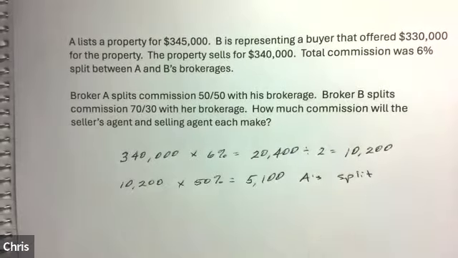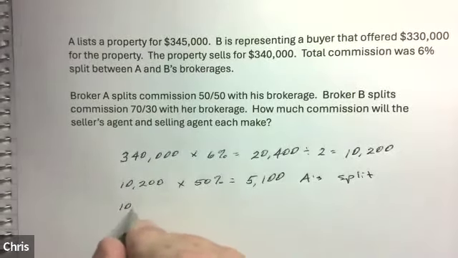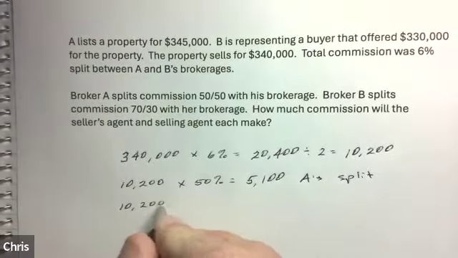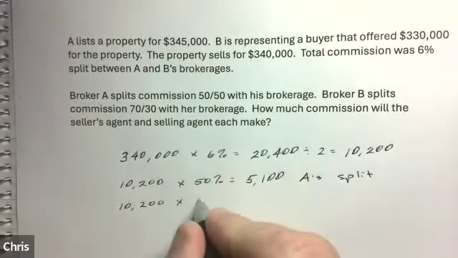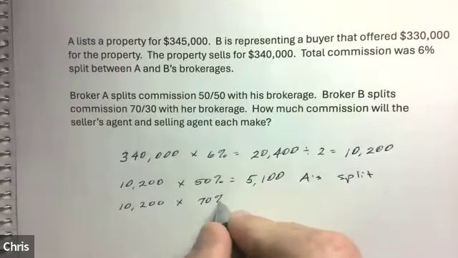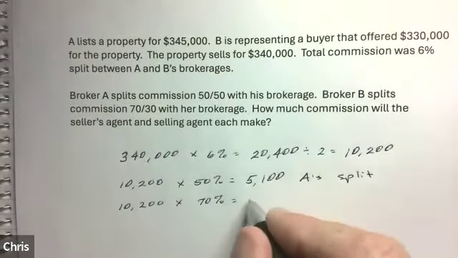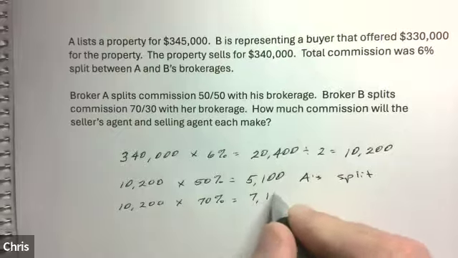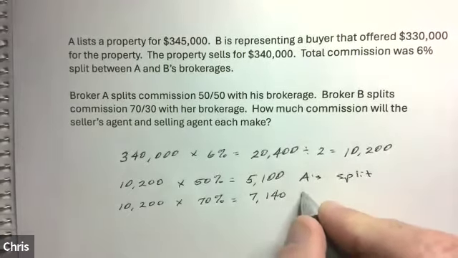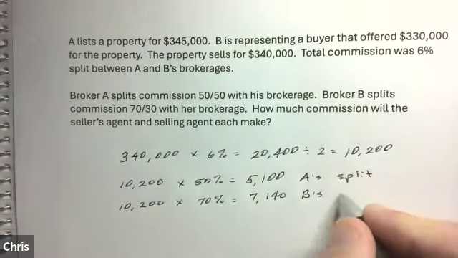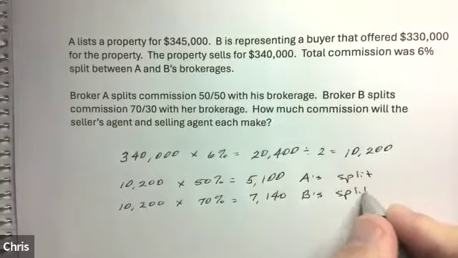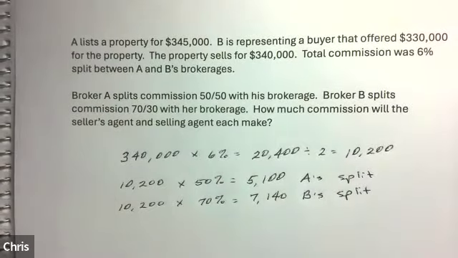Now keep in mind, B is going to be different because he's with a different firm. And so they had 10,200 come into the company. Your first number is going to be the agent side of the split. And notice that the agent in this case is getting 70%. So 10,200 times 70% is $7,140. And that's how much broker B put in their pocket. B's split.